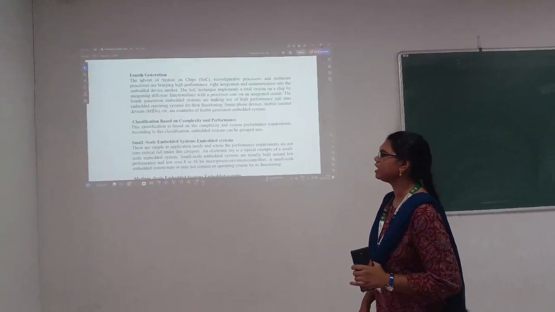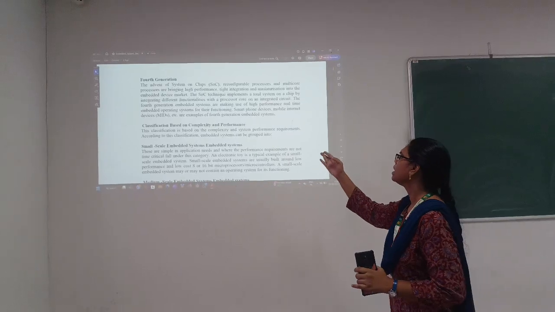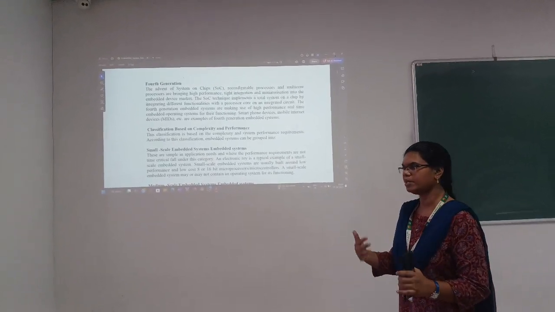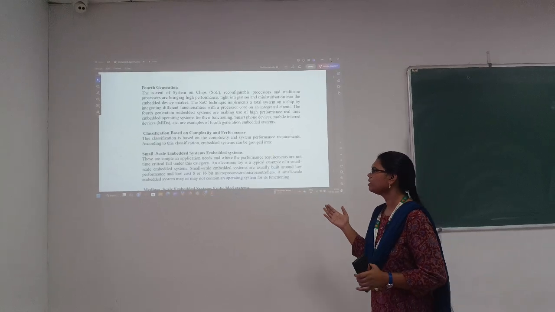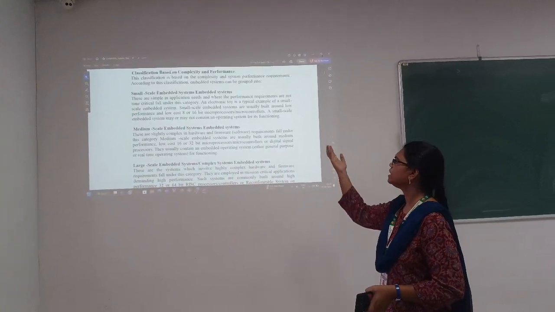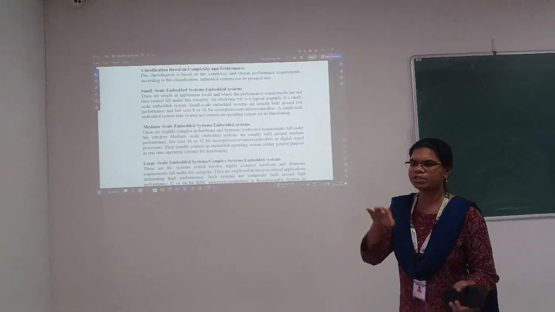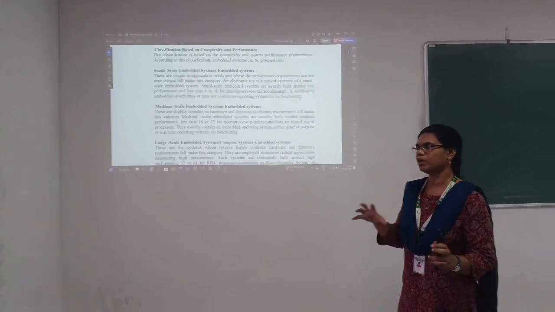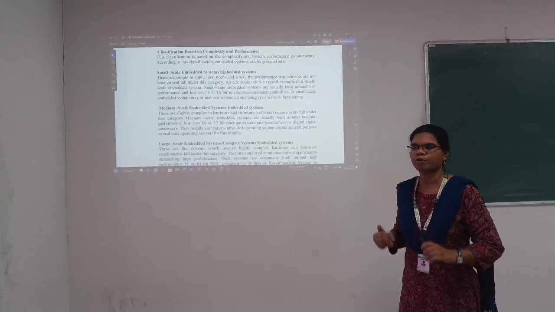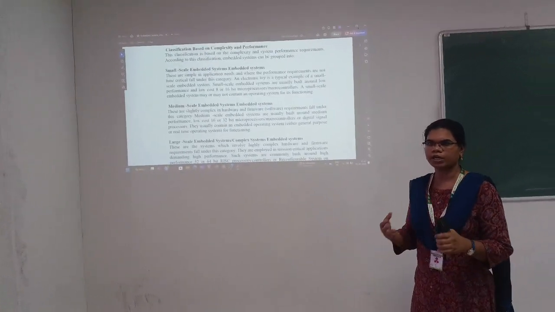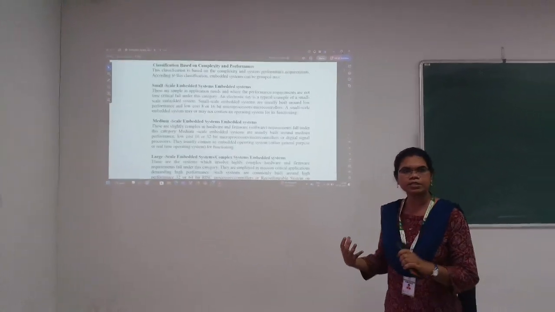And next comes the next classification, which is based on complexity and performance. Based on complexity and performance, it has been divided into three: small scale, medium scale and complex. First we will see what a small scale system is. Small scale is the same as the first generation, an embedded system which needs low performance, where we will be using a low degree of hardware design and software.